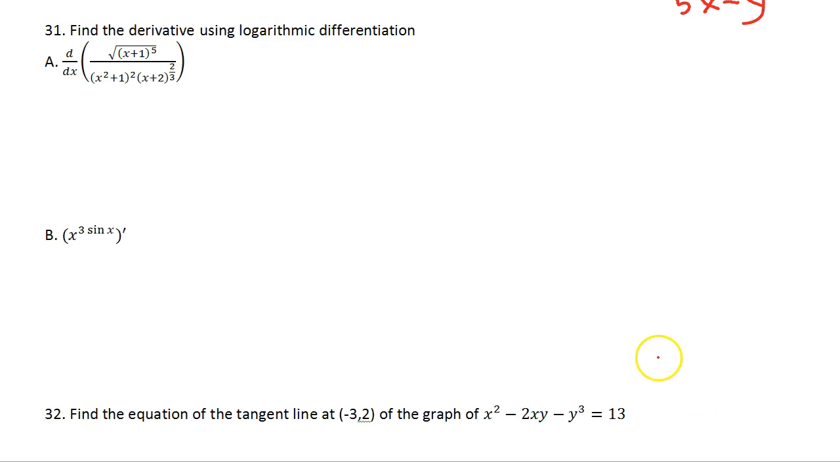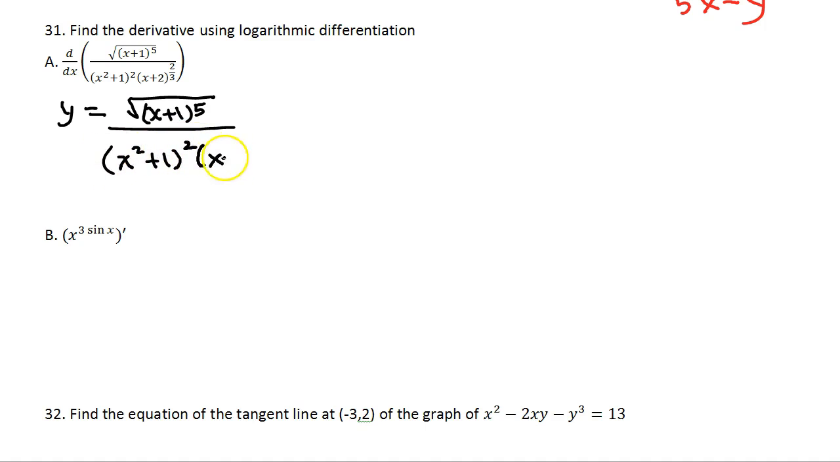Okay, logarithmic differentiation. Logarithmic differentiation is especially important when you have a bunch of fractions with some rational powers. Okay, so the method is to introduce the y that wasn't there before, and then we will try to find y prime, right?